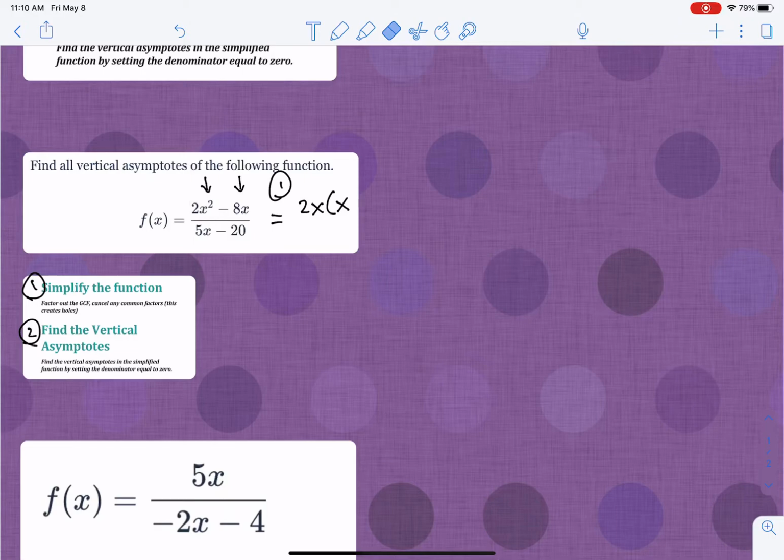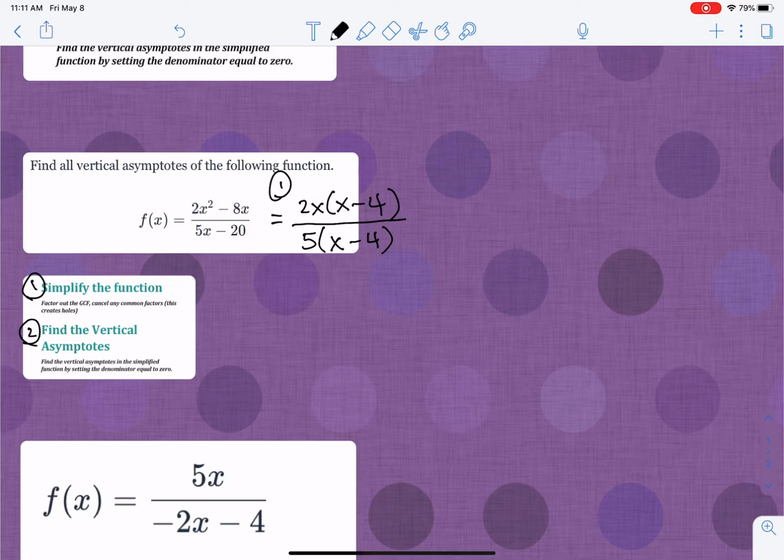Okay, then I go to this part, minus, and I factor out a 2x. 8 divided by 2 is 4. I have 1x, I factor out an x, I'm just left with no x's in there. Okay, so we factored the numerator, so now we've got to factor the denominator. GCF, well, I could take out a 5. Okay, so that means I'm left with x minus 4. Okay, cool.